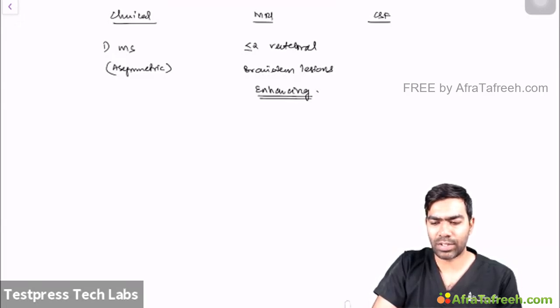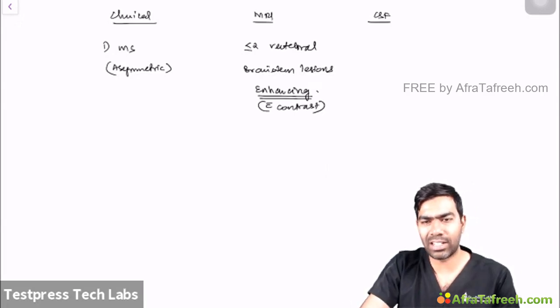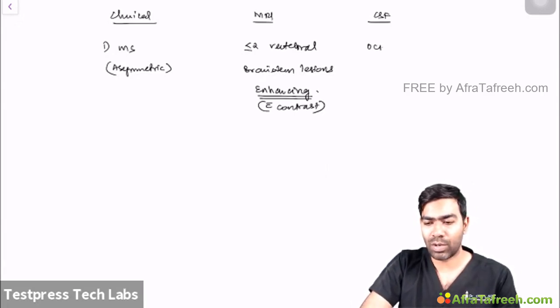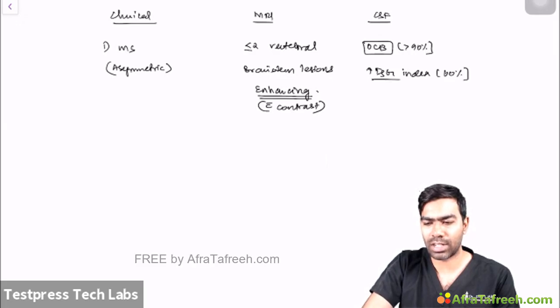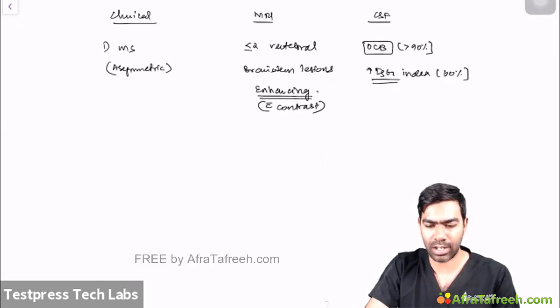This will be enhancing with contrast. This is a characteristic MRI finding. As far as the CSF is concerned, they will have OCBs. More than 90% of MS patients will have oligoclonal bands, and there will be an increased IgG in the CSF. That's called an IgG index. 60% incidence of this increased IgG index. So that's a very common entity again.